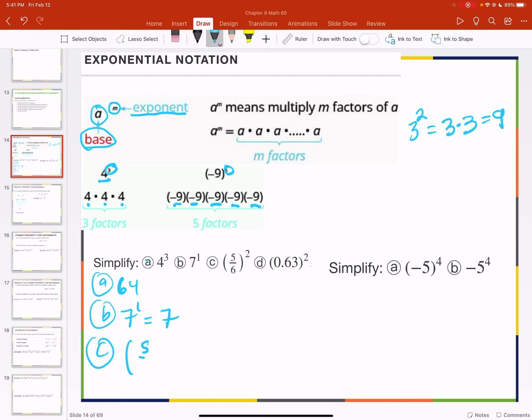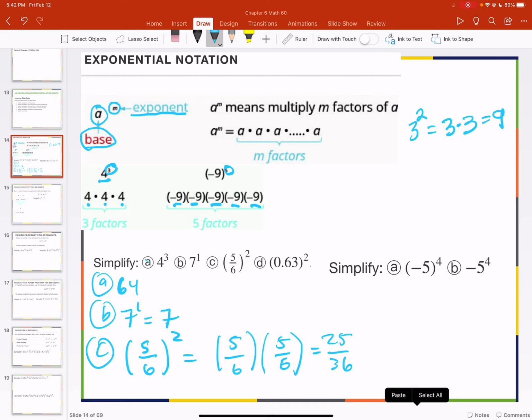And then if you have 5/6 squared, that means take 5/6 and multiply it by itself twice, which will be 25 over 36. And then for 0.63 squared, that's just going to be 63 hundredths times 63 hundredths, and that's equal to 0.3969.